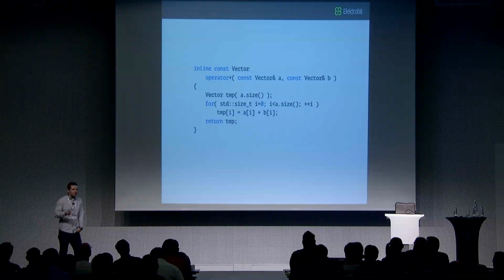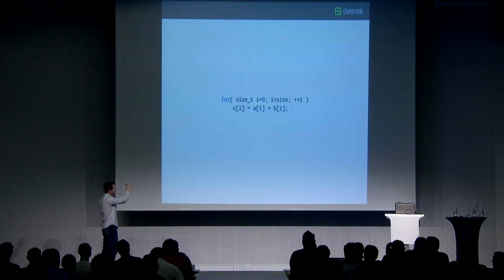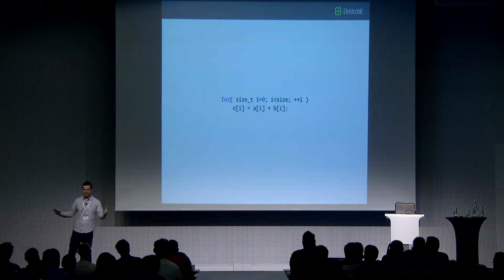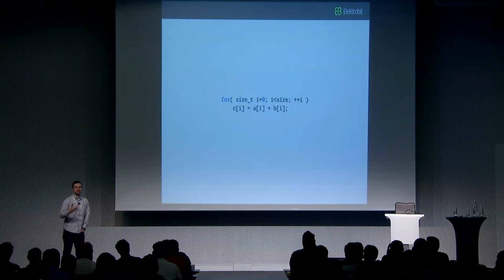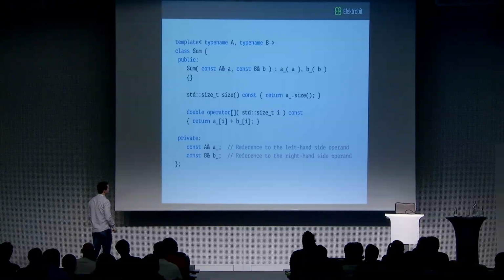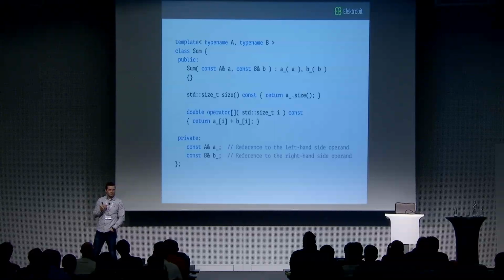Because what we actually want to do is just a plain for loop computing the sum of the elements. So doing an element-wise addition of A and B and storing the result directly into C. It's the most simple thing we can do, the most efficient thing that we can do. Right? So the idea of expression templates is: don't compute the resulting vector immediately.